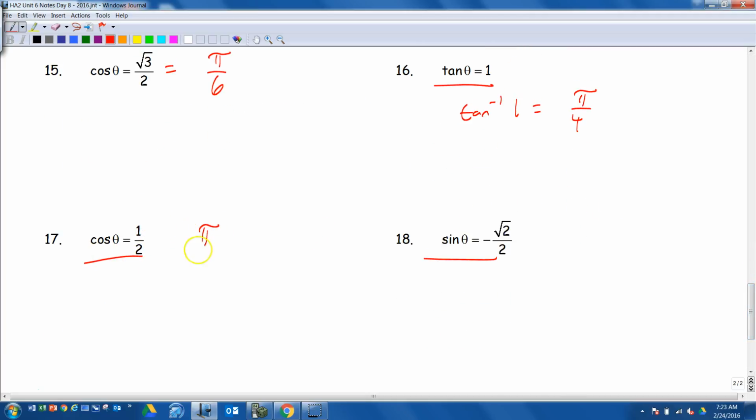This should be pi over 3. This should be negative pi over 4. So try those on the calculator. If you have questions, come in for help. And that's how you use your calculator to find trig ratios and to find angles.